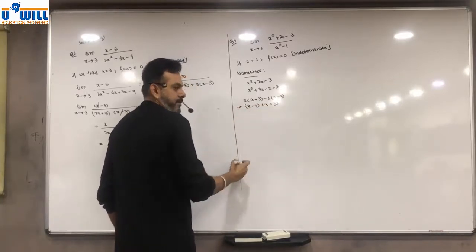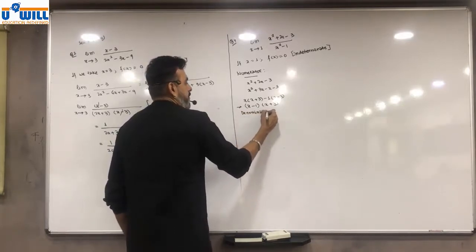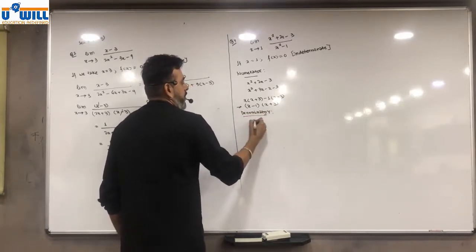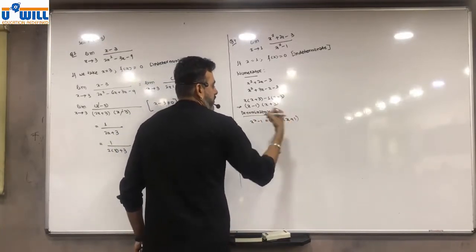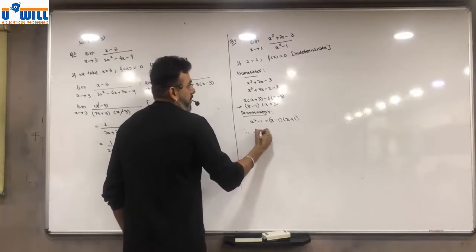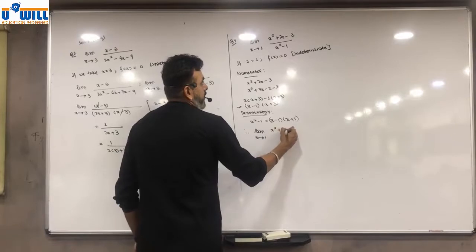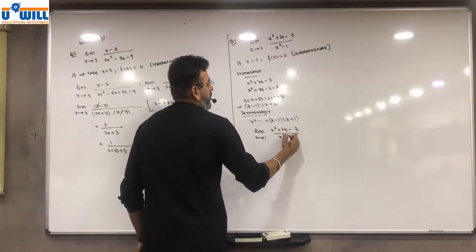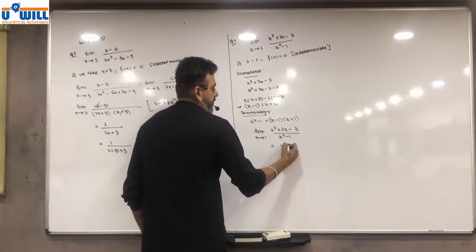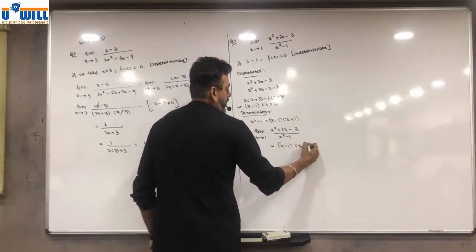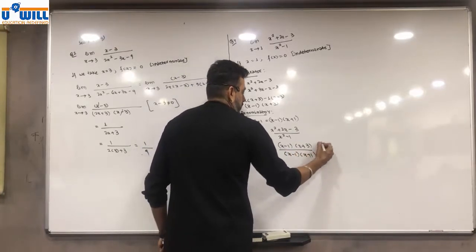So we keep this in mind. Denominator: x square minus 1 is equal to x minus 1 times x plus 1. Therefore, limit x approaches 1, x square plus 2x minus 3 upon x square minus 1 is equal to numerator x minus 1 x plus 3 upon x minus 1 x plus 1.